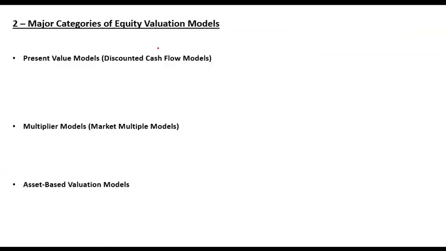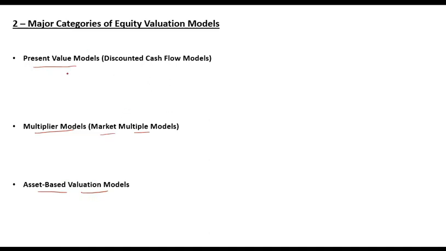So moving on, how do you perform valuation, or how do we calculate that benefit? There are three different methods of valuation. All valuation methods can be categorized into three broad categories: present value models, multiplier models, and asset-based valuation models. Present value models are also known as discounted cash flow models. Multiplier models are also known as market multiple models, and asset-based valuation models are simply calculating the net assets value.